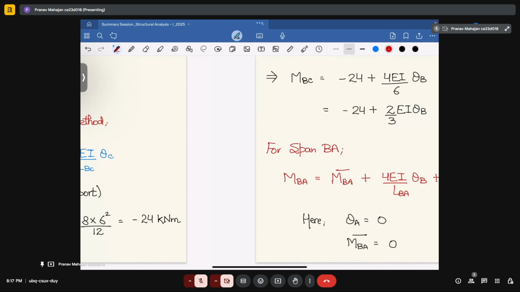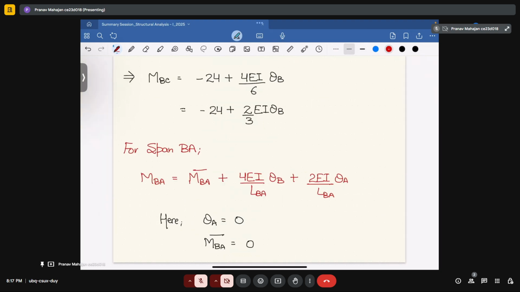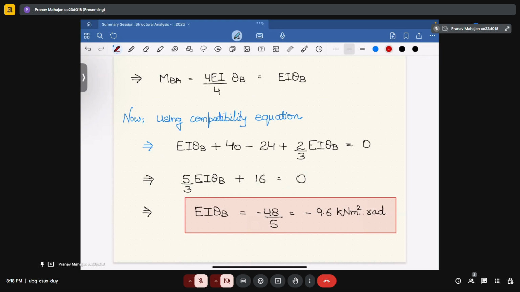Now, if we take the span BA, we will apply the same slope deflection equation. Since there is no load over that span, your MBA bar will become equal to 0. Further, your theta A will also become equal to 0 because you have a fixed support provided at A. And then you will be remaining with MBA equal to 4EI upon LBA into theta B. That will give you the value equal to EI into theta B.